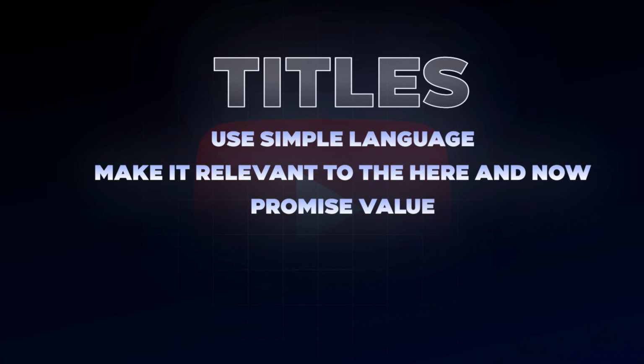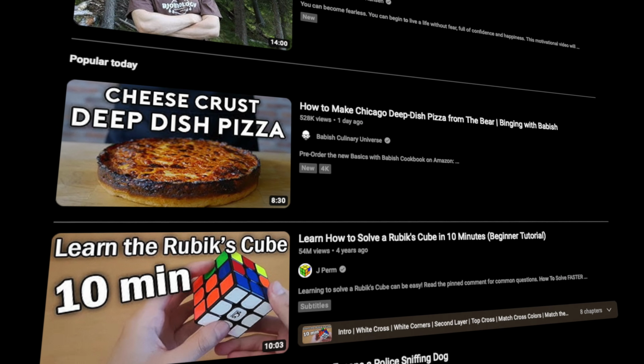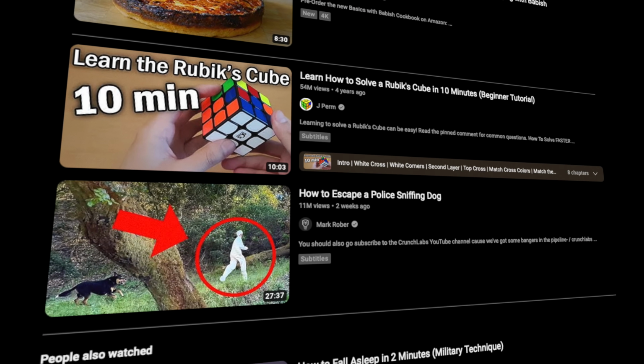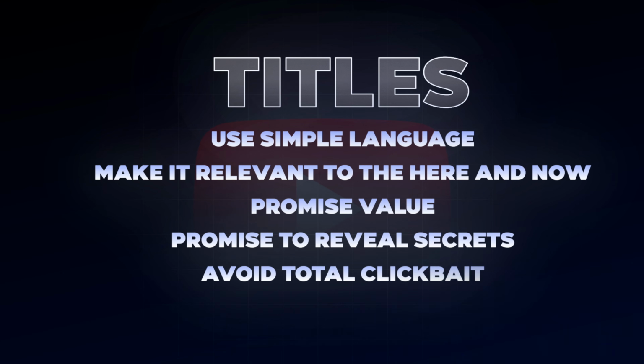Promise value. How-to titles are great examples of promising value. They tell the viewer that this video is going to give them all the necessary information to do a specific thing. How to start a YouTube channel. How to make money with YouTube automation. You got the point. Promise to reveal secrets. This often works well to build intrigue with titles like 10 things you won't believe about X. And lastly, avoid total clickbait. Tempting people is one thing, but saying something that is completely not true and will not happen in your video at all will turn people off and they'll most likely never return to your channel, so make sure you don't do that. Don't get carried away.